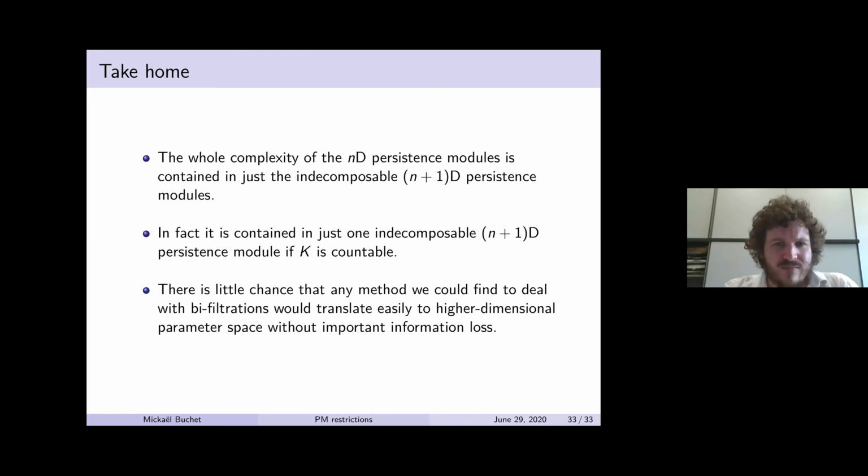Well, what did I say? Okay, there is a negation here, sorry, will not translate easily to higher dimensional parameter spaces without important restrictions. Because the complexity, we have a gap, a huge gap in complexity every time we add one parameter.